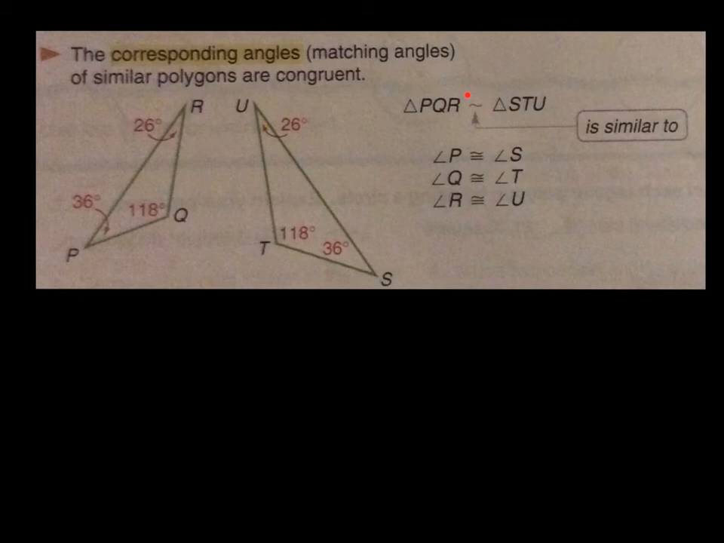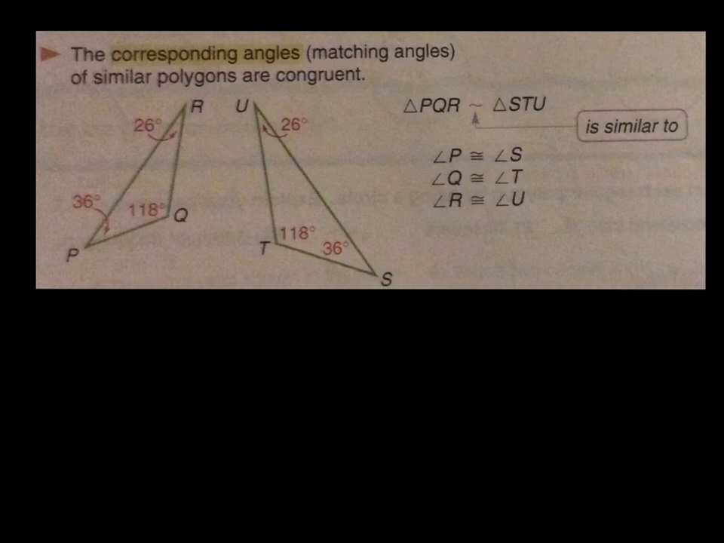This sign here means is similar to. That little squiggle that you put on the top of congruent. Right here, congruent to is the equal sign plus the squiggle. Similar is just the squiggle. So triangle PQR is similar to STU. They have the same angles, but their sizes are different.